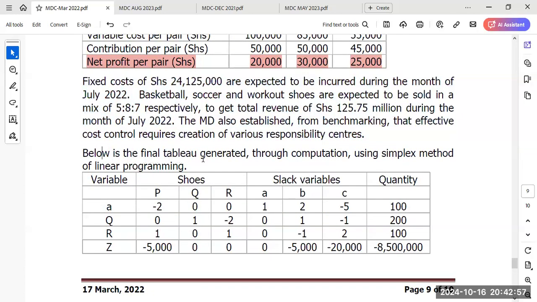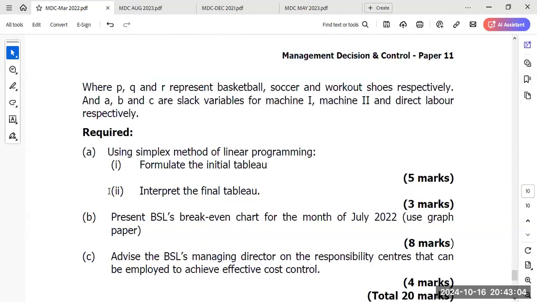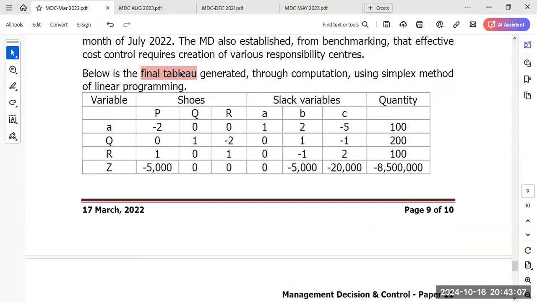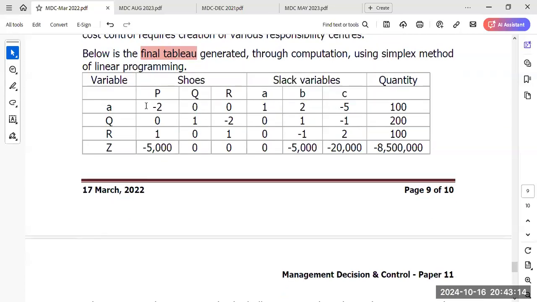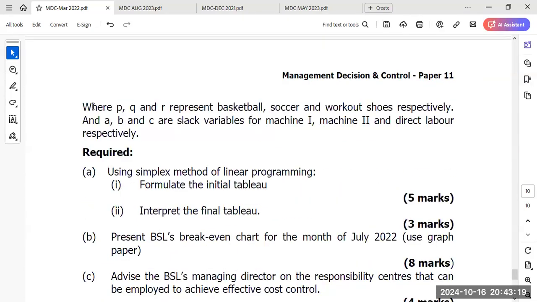Below is the final table generated. Now, this paragraph also is going to help us to answer part A, Roman 2. The final table generated through computation using a simplex method of linear programming is this one. So this is the final. And we want to interpret. And they are telling us that where P, Q, and R represent. Now, you see colleagues, they are telling us that P, Q, and R represent basketball, soccer, and workout shoes.